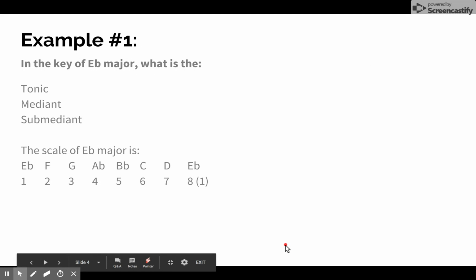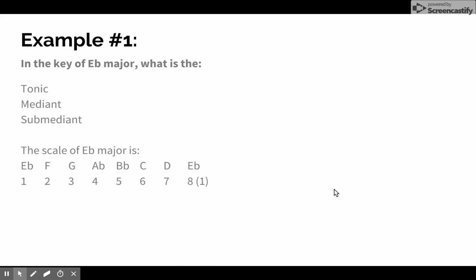Then we work through a few examples. So in the key of E flat major, what is the tonic, the submediant, and the mediant? So again, using my line, I know that the key signature of E flat major is three flats: B flat, E flat, and A flat. So I wrote out my scale here with the degrees underneath them.